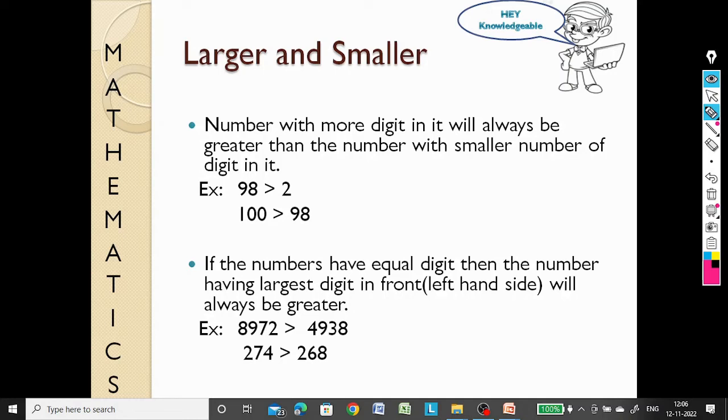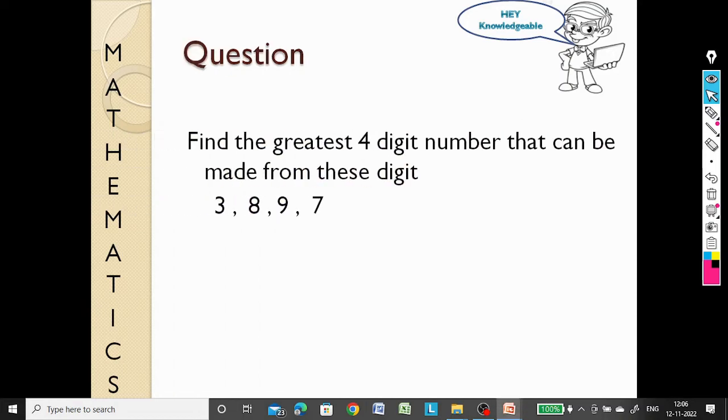So let's go and solve some of the questions. Then I think it will be much clearer. Those questions are based on the concept which we have just read. So what is the question telling? Find the greatest 4-digit number that can be made from these digits, that is 3897, and digits should not repeat. This is based on the second rule which we have just read, that if you take the largest number to the leftmost, that will be the greatest, right?